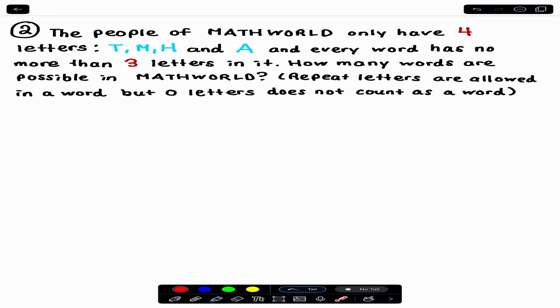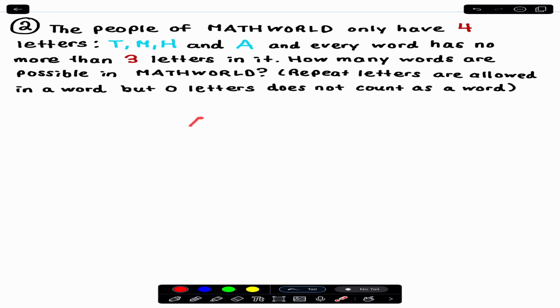It says repeat letters are allowed in a word. So for example, we can have a triple A, but 0 letters does not count as a word, obviously, because then that is just nothing. So again, the million-dollar question, how are we going to break up this problem into cases? I'm personally thinking let's break up our cases based on the number of letters in a word.